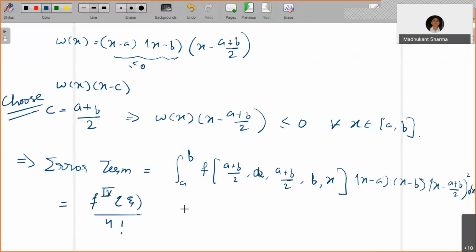Right? And what will be here is this is going to be the term that is going to be integration a to b, x minus a into x minus b into x minus a plus b by 2 whole square. Now use the same substitution here. X minus a plus b by 2 is y and k is equal to b minus a by 2. Then you can simplify this integral.